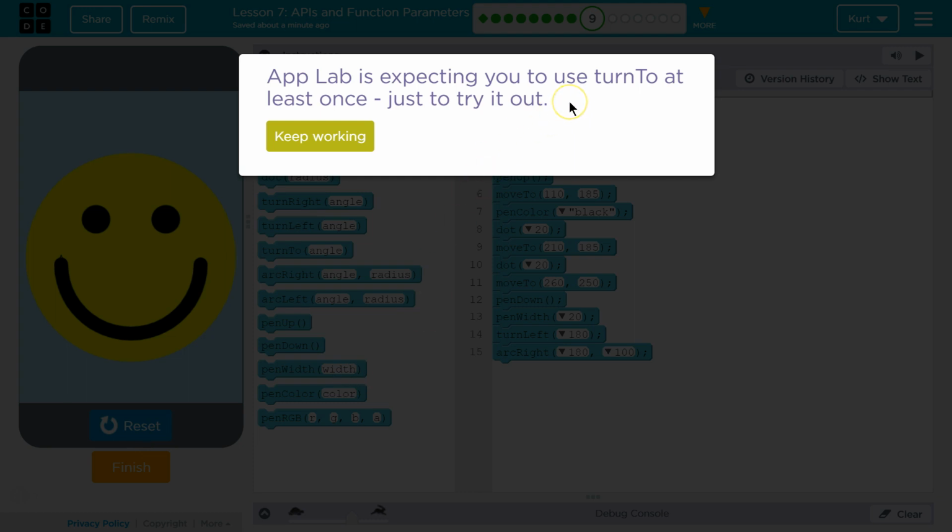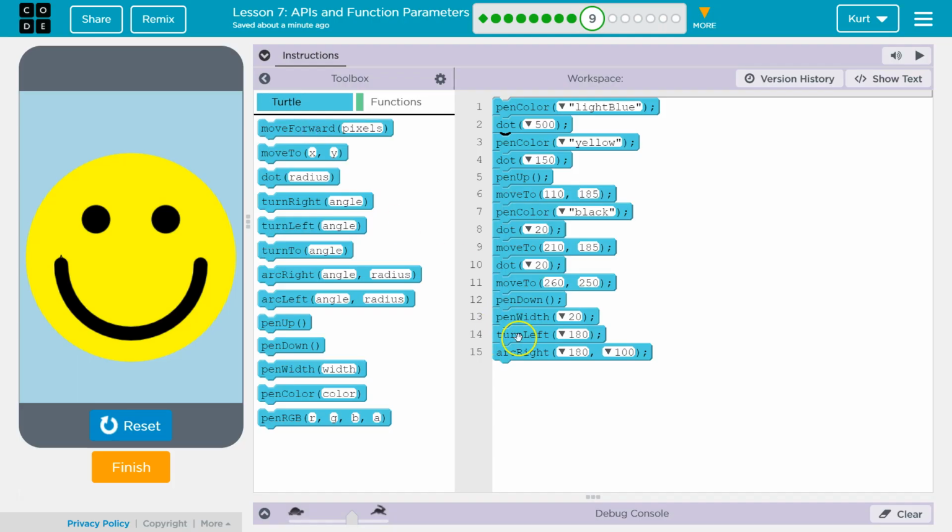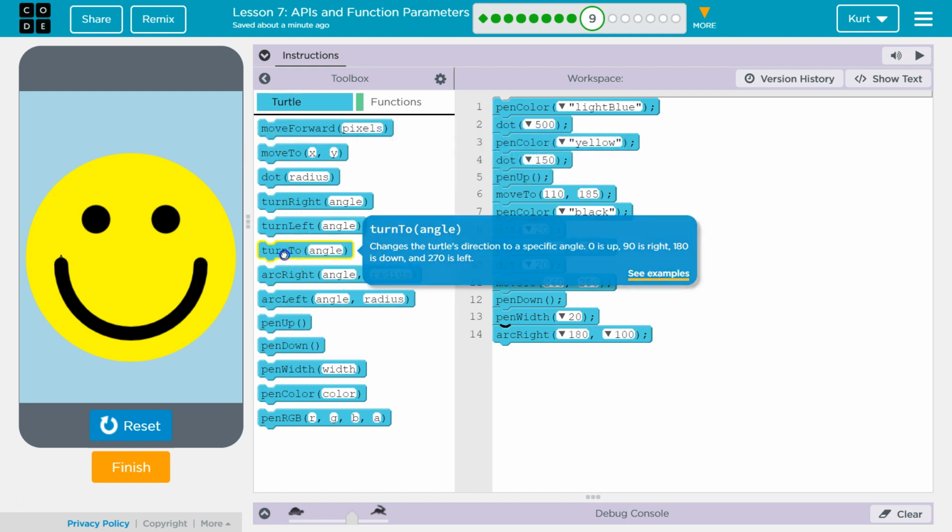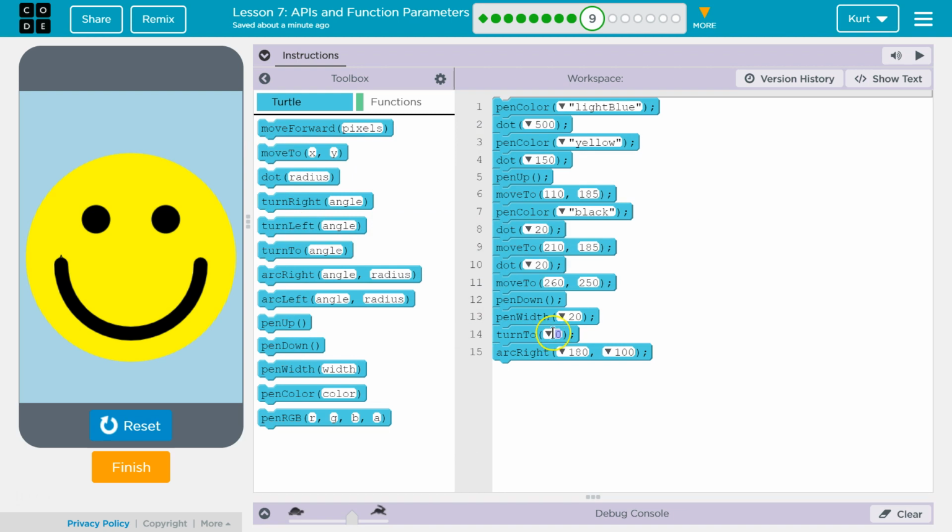Oh yeah, turn to. Oh right. Okay. So make sure you use turn to. I'm going to hit keep working here, where I can use it. It's better to use it here than this turn left thing, which is confusing. So turn to, boop, angle. I think that's going to be 180, but I'm probably wrong. Let's test. Oh, it is. Perfect. So turn to, super handy. I should have been using it right there. Well, now I am. So this is the code that worked for me.